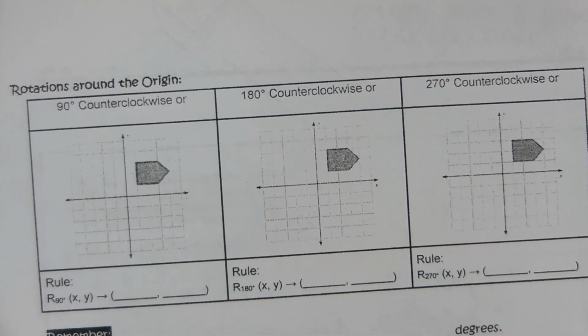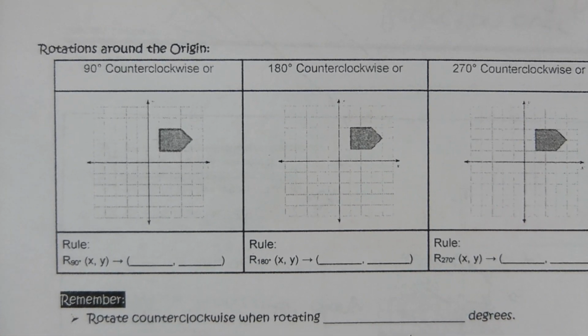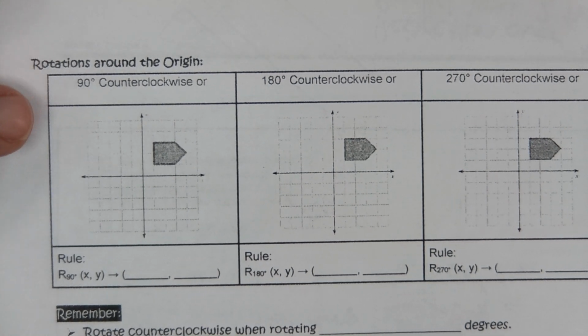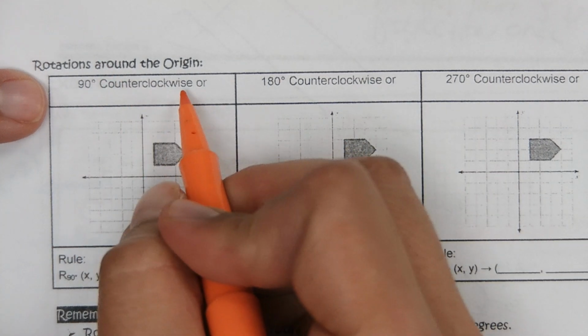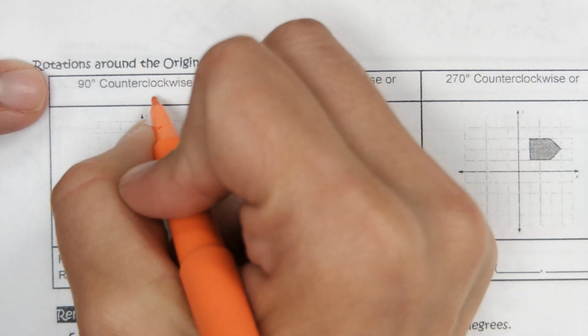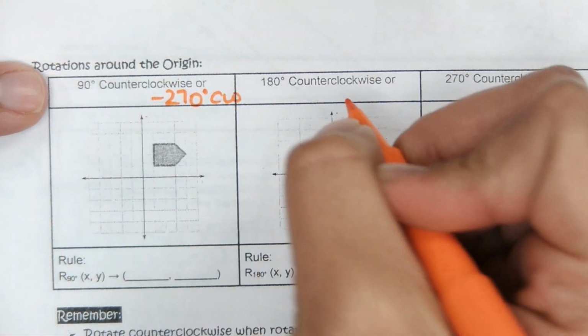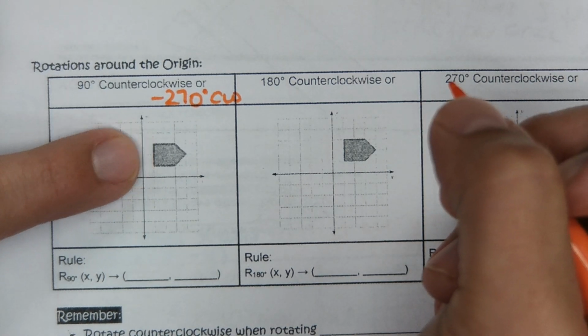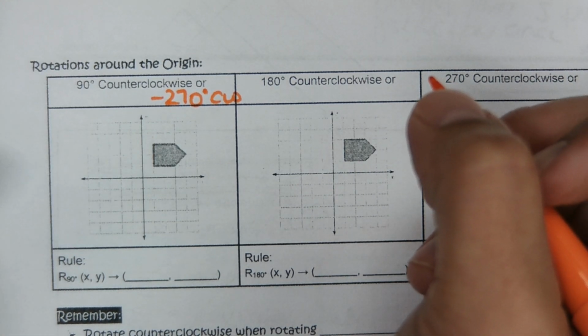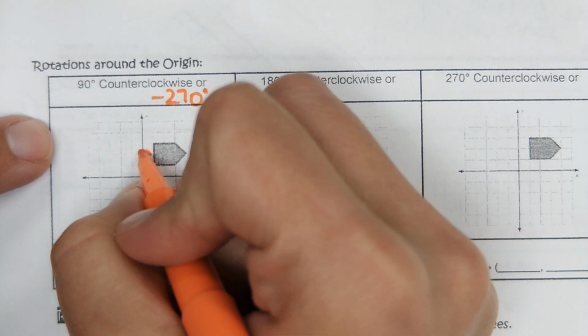Okay, so now we're going to look at the rotations just one at a time. Here it's saying 90 degrees counterclockwise rotation or negative 270 degrees clockwise. That would be the same thing. So we're going to rotate this shape 90 degrees counterclockwise. So like one turn this way.